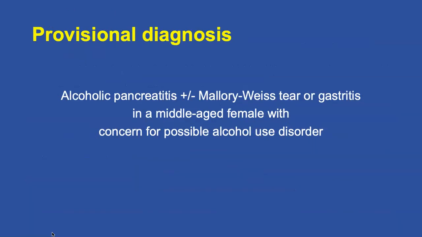So, my provisional diagnosis at this point, prior to doing the physical exam, is this patient may be presenting with alcoholic pancreatitis plus or minus Mallory-Weiss gastritis, and she's a middle-aged female, and there is some concern for possible alcohol use disorder based on how she answered the CAGE questionnaire.